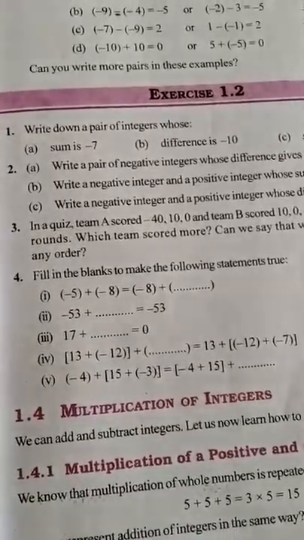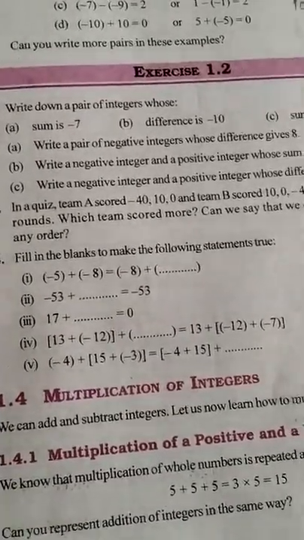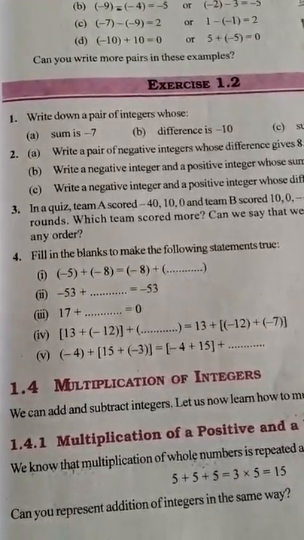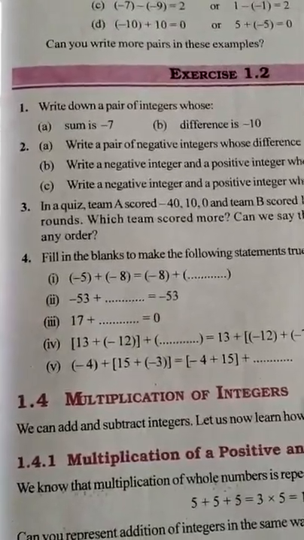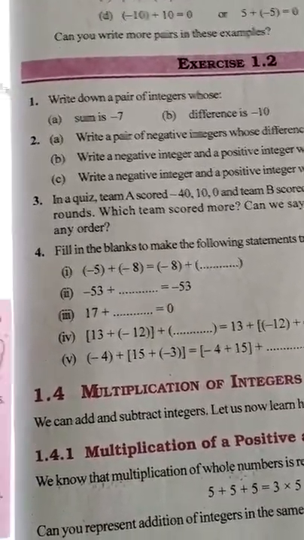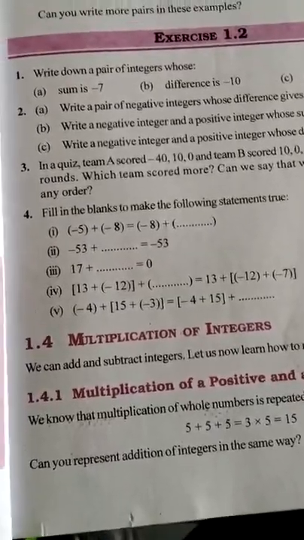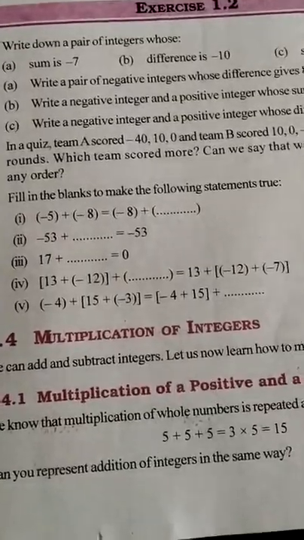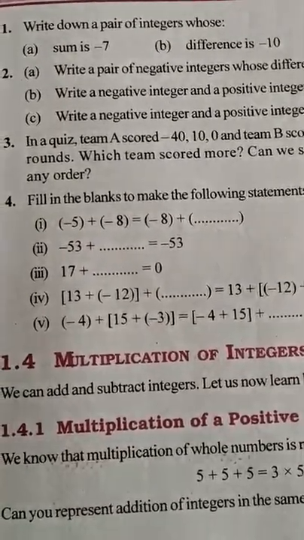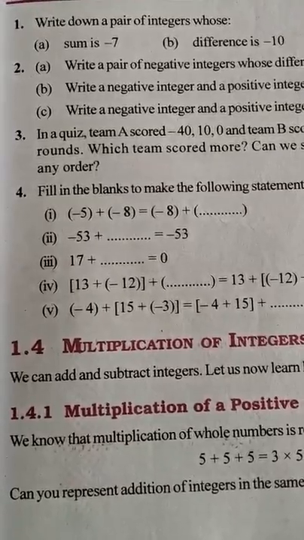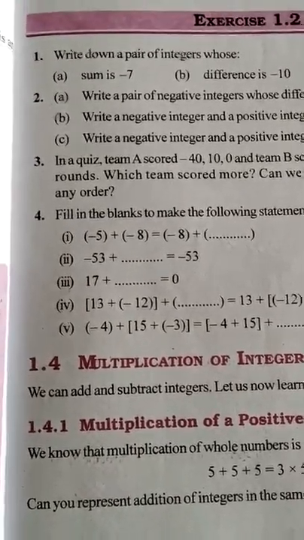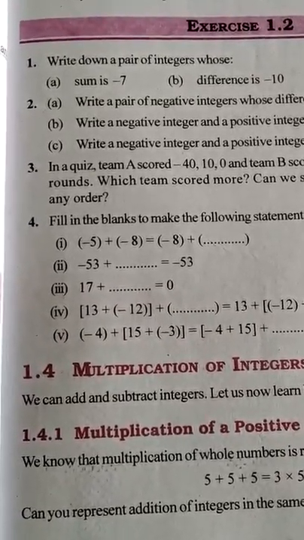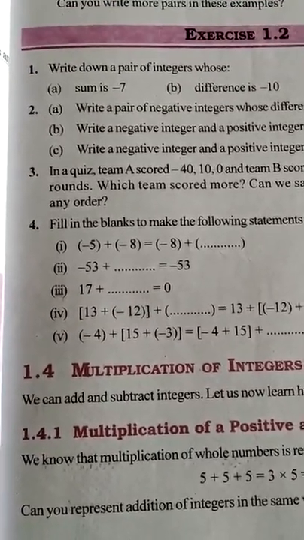So according to the question, you have to do as you were told. As I told you before, there is no long question, so this question is not asked in the exam. Fourth one: fill in the blank to make the following statement true. This is an important question. What you have to do is use the associative property for addition, that is a plus in the bracket b plus c is equal to a plus b in the bracket plus c.